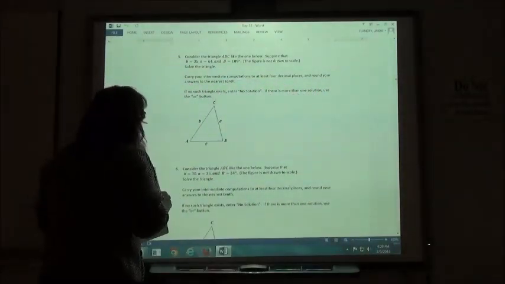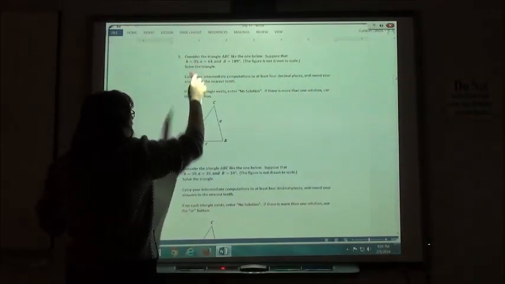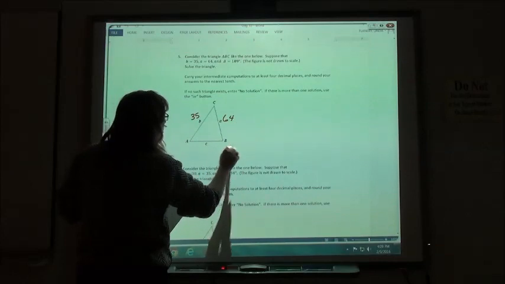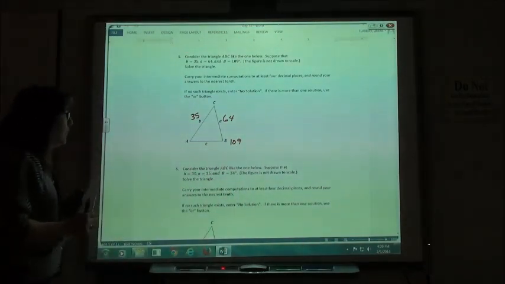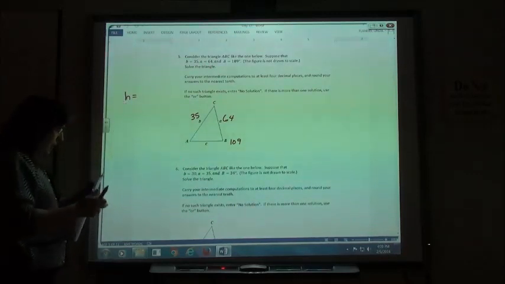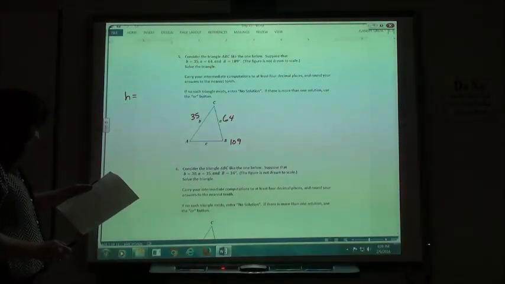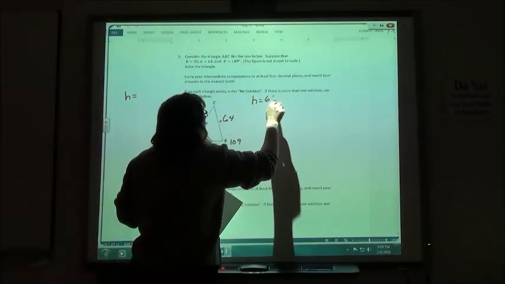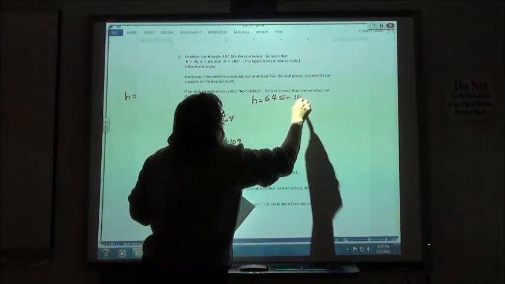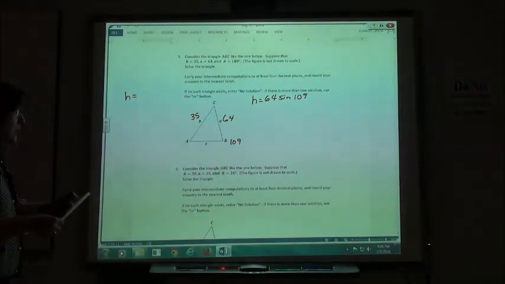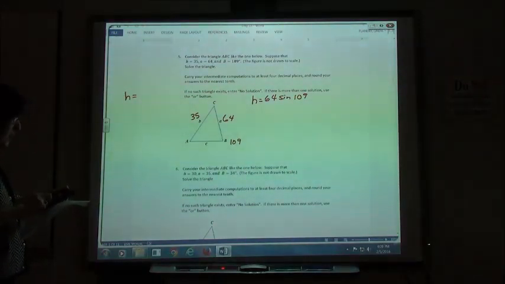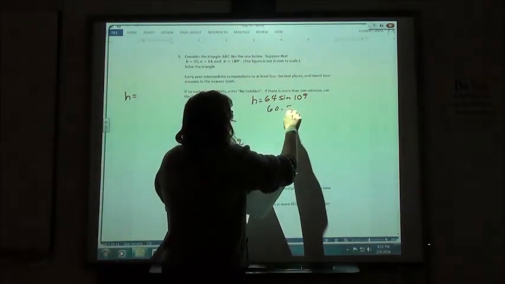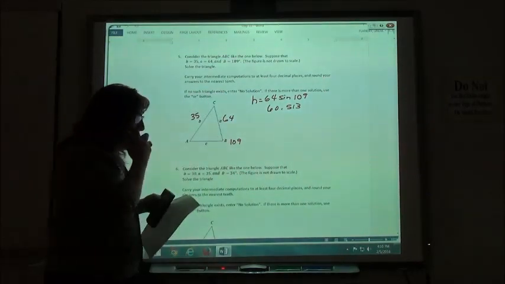So I'm going to keep my paper with my note handy. On this one, we know that b is 35, a is 64, and angle B is 109. First thing we're going to do is figure out what h is. So we said to find h, we're going to take the side adjacent to my angle, which is going to be the 64, times the sine of my angle 109. So 64 sine of 109 gives me 60.513.